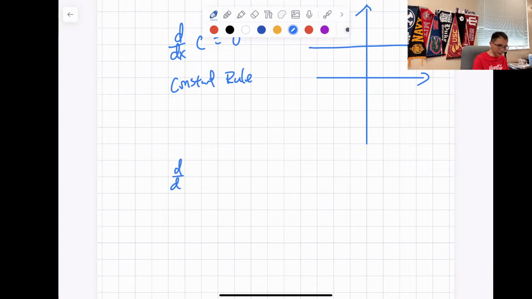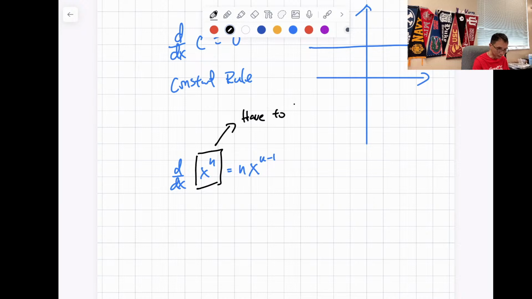We also took a derivative of x to the n yesterday. We said, what's the derivative of x to the n? This n is going to drop in the front, and then you subtract 1. So it'll be n x to the n minus 1. Do you guys remember that? N in the front, x to the n minus 1. Now, you have to make sure this has to be on the numerator.